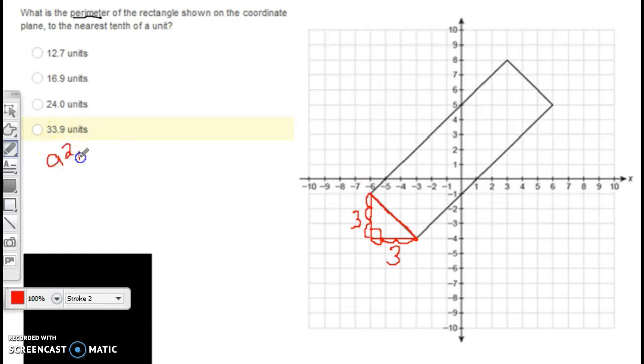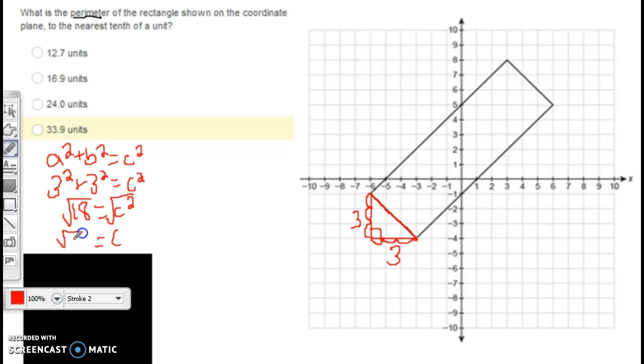Now the whole theorem says a squared plus b squared equals c squared. And so you could plug it in just like this. 3 squared is 9, 9 plus 9 is 18, and then you could square root it. So that distance right now is just the square root of 18. But there's also a little bit of a shortcut.